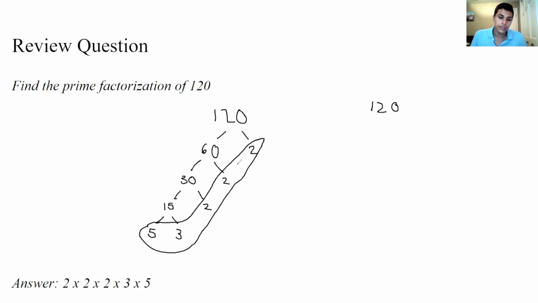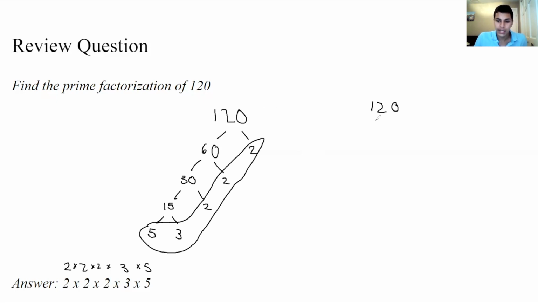So if we count the numbers only at the bottom of our tree, we get 3 2's, so 2 times 2 times 2. A 3 right here, so times 3. And then a 5, so times 5. And that's our prime factorization of 120. Now, just to prove that this works, even if you didn't break it down into 60 and 2 at the beginning, I'll do another tree diagram and actually break it down into different numbers that aren't 60 and 2.